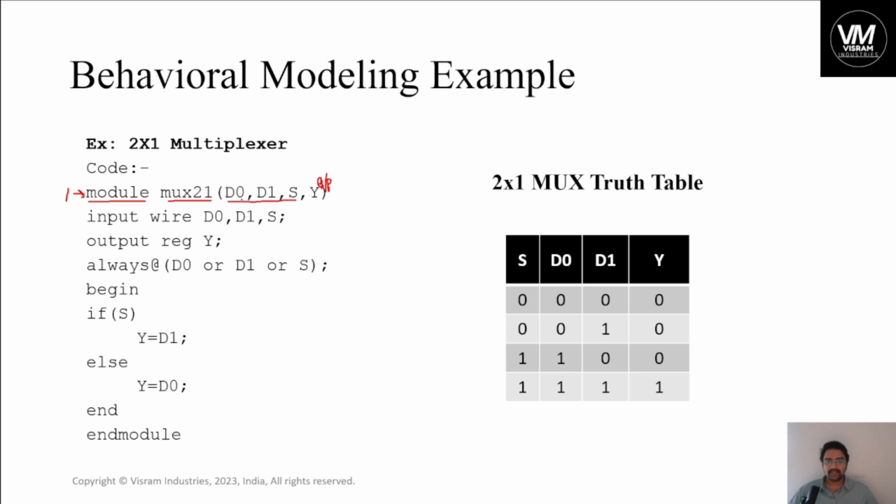Okay, so inputs and output. After that we need to declare the inputs and outputs. That is the second part. Understand, first step, second step, and this is third step. The third step is always @, the continuity statement.